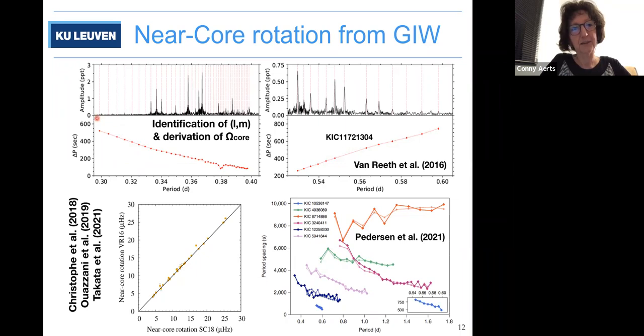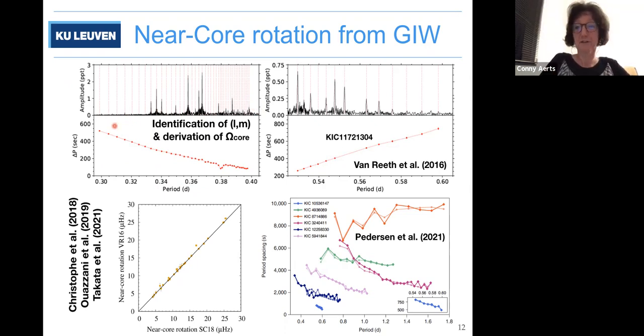So here you see, to guide your eye, again, a Fourier transform. But mind you, now the x-axis is not frequency, it's period, because we are in that asymptotic regime. And the red lines sort of guide your eye to see the pattern here. If you're not used to it, then that might help.